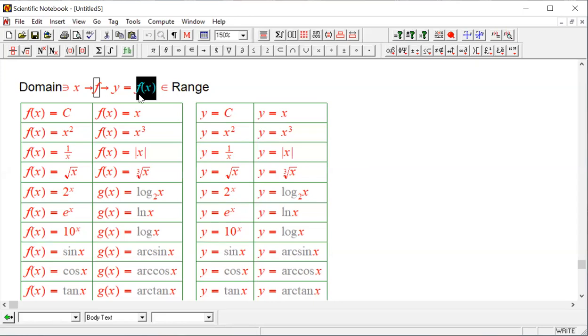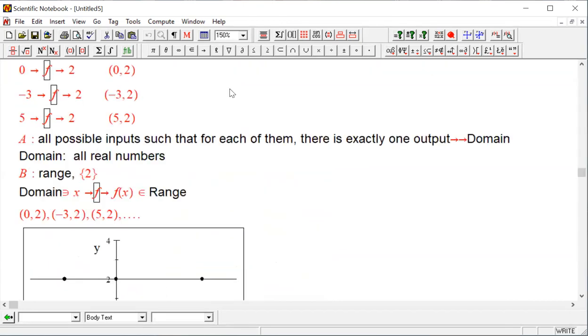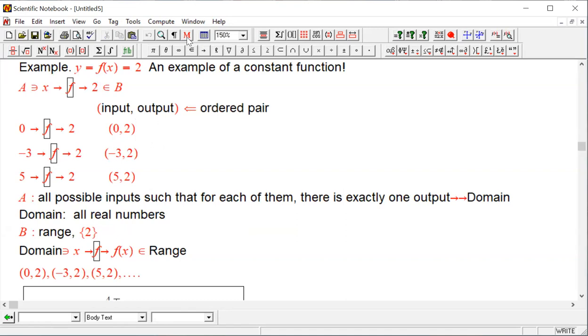If you use f of x as the output, you can see the input and output at once. For example, in this notation here, I'm going to introduce another notation for you. See, the input is 0, the output is 2. I can simply say f of 0, our input, produces the output of 2. You can use this notation.